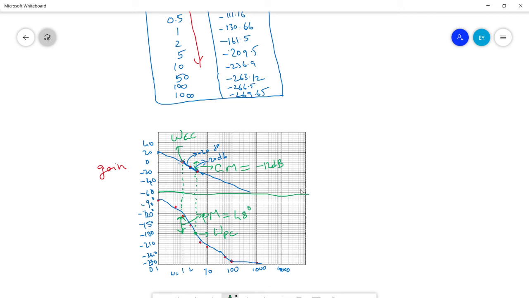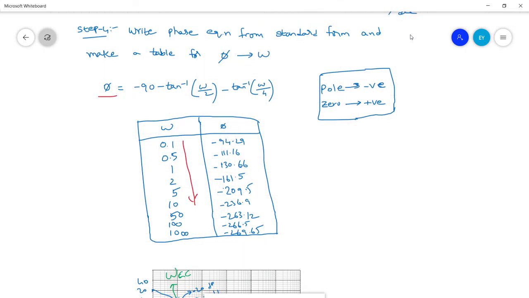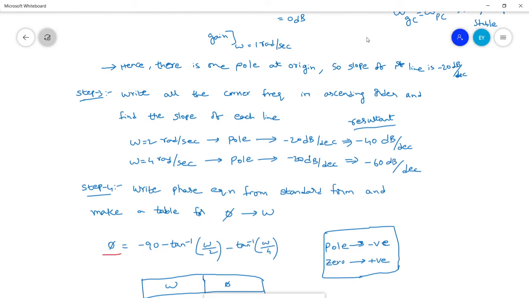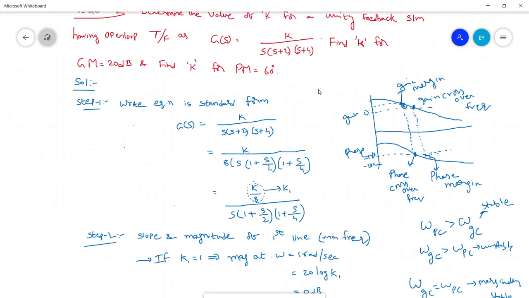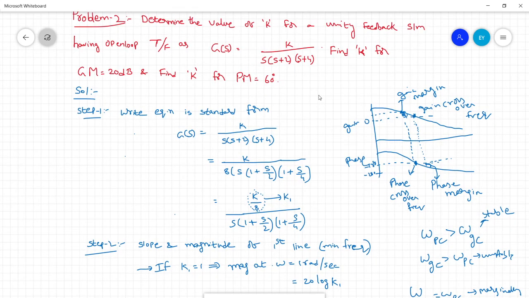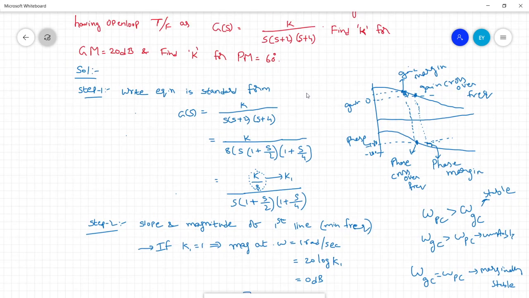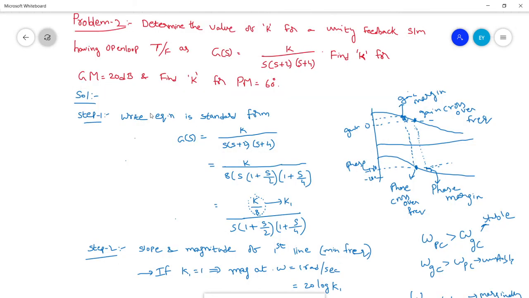The next step is whether the system is stable or not. But what is the problem they have given to us? They didn't ask anything about the stability. They asked to determine the K value for a gain margin of 20 dB. We need to calculate the K value.